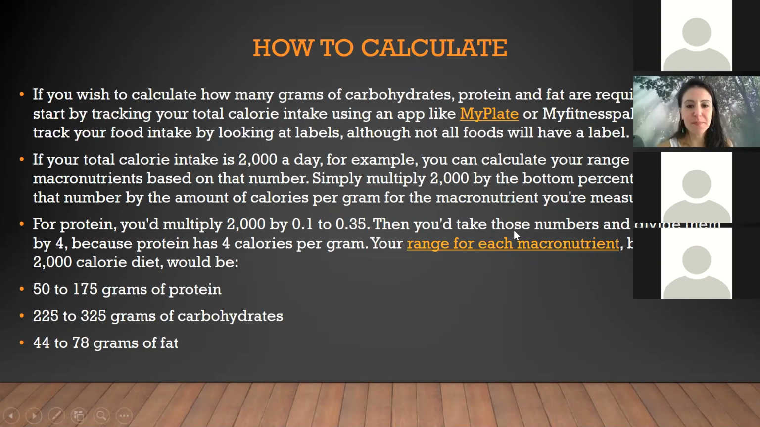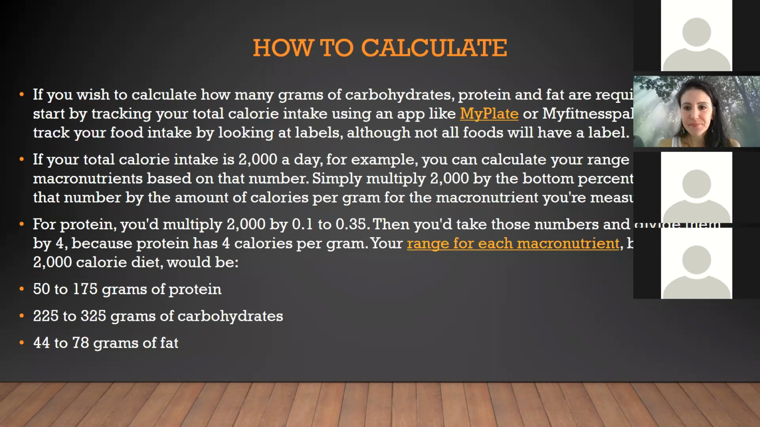Okay, so how to calculate your own carbohydrate, protein, and fat needs. You can start by tracking your total calorie intake. You can use My Plate or MyFitnessPal. They're both apps. You can just see what you're currently intaking. And if you're maintaining weight, then that's the calories you need to maintain your weight.